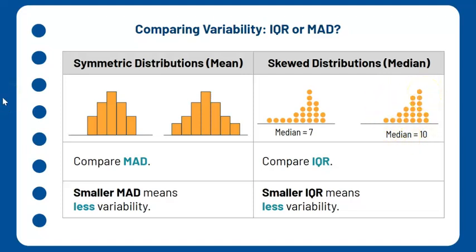In summary, we compare MAD values for distributions best represented by the mean. We compare IQR values for distributions best represented by the median. And the lower the IQR or lower MAD means the distribution is less variable or has less spread.